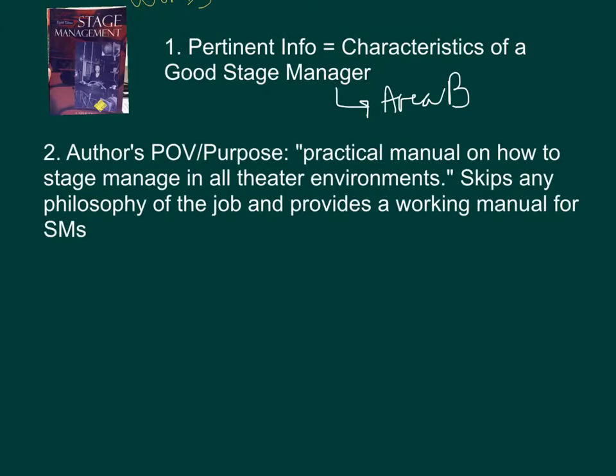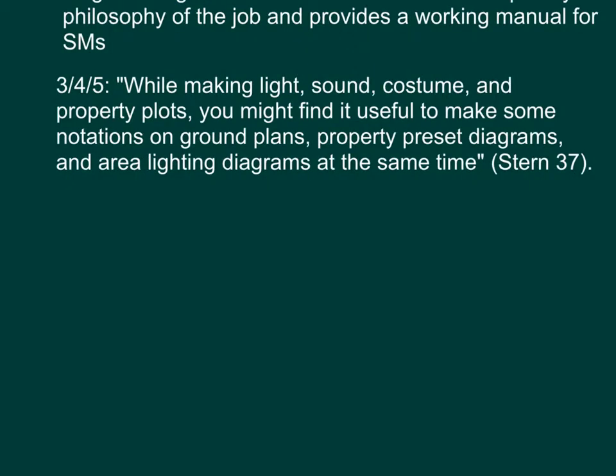The next thing I've done is to write in 2 sentences what the author's purpose, argument, or point of view is. And I took part of this from the summary of the book, that first quote, Practical Manual on How to Stage Manage in All Theater Environments. And then what really this book does is just skip any of the philosophy of the job, how it came to be, and it's a working manual for stage managers. So it gives you a clear understanding of what this source, what the author's intent was, and his purpose in writing.